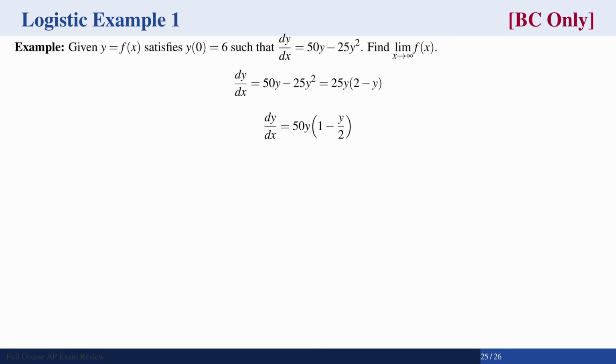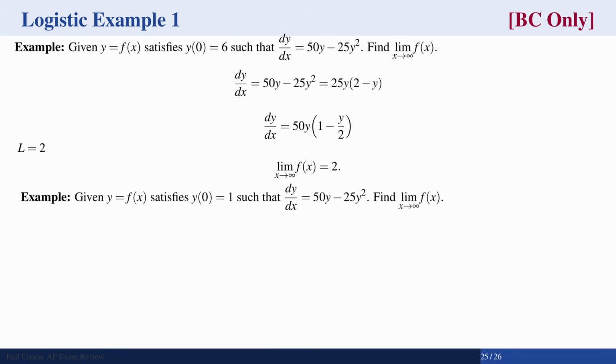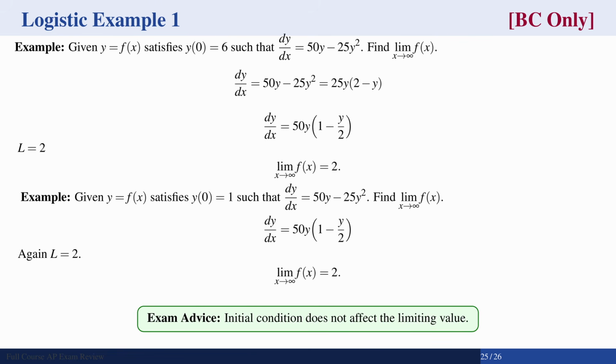Once it looks like that, we know that L is 2, which means the limit as x approaches infinity of f of x is just 2. The next question is the exact same question, but I changed the initial condition. Don't get fooled by that. If y of 0 is equal to 1, it doesn't change anything. dy dx still factors down to 50y quantity 1 minus y over 2. The limit L is still 2, which means the limit as x approaches infinity of f of x is still 2. It doesn't matter what the initial condition is.